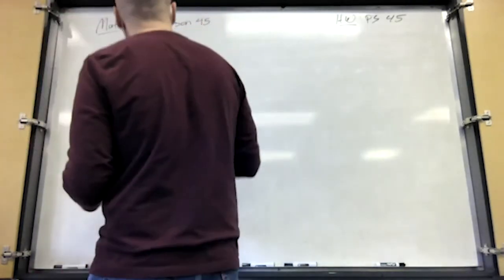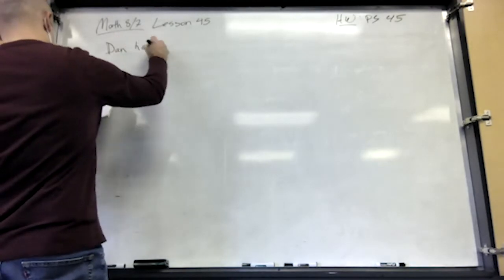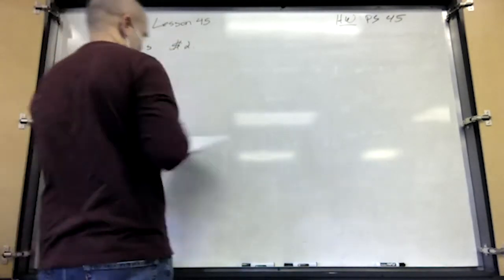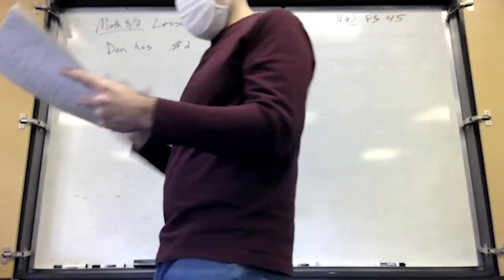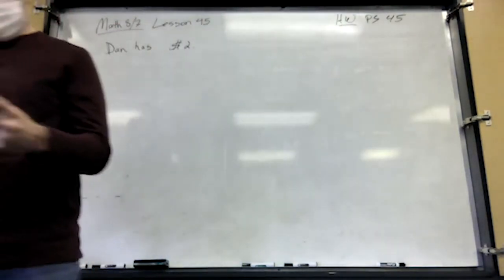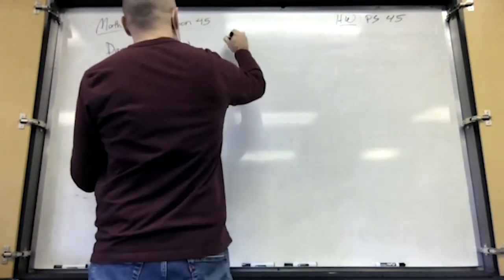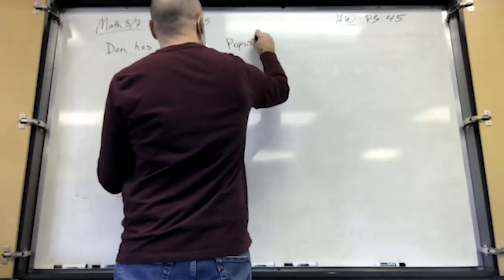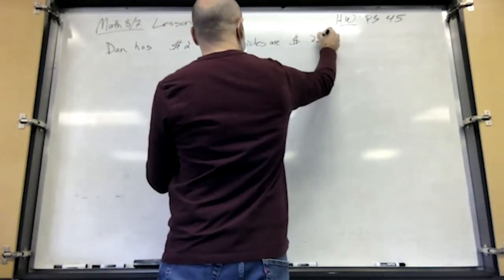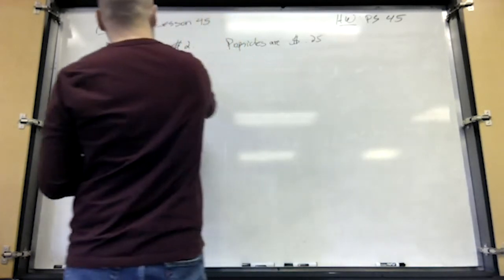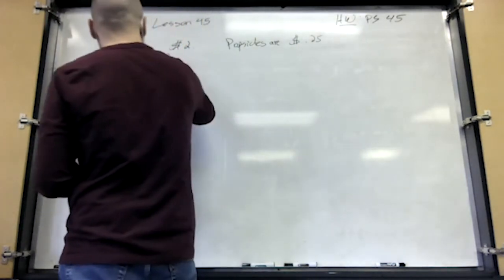Okay, so let's just start with an example. Let's say Dan has $2, which may not seem like much, but he's going into a store and he wants candy. So popsicles are 25 cents a piece. How many can he buy?